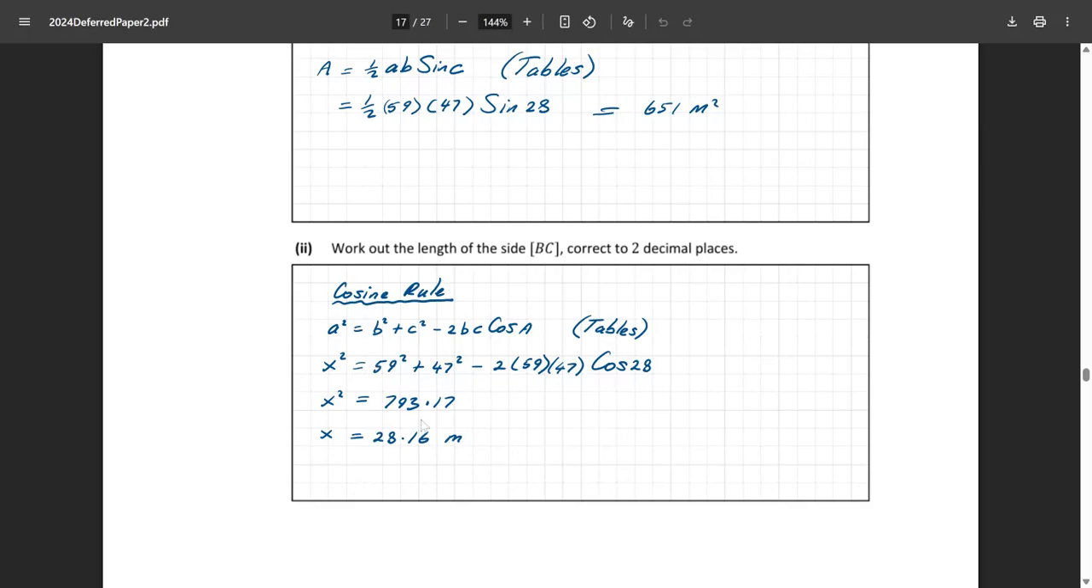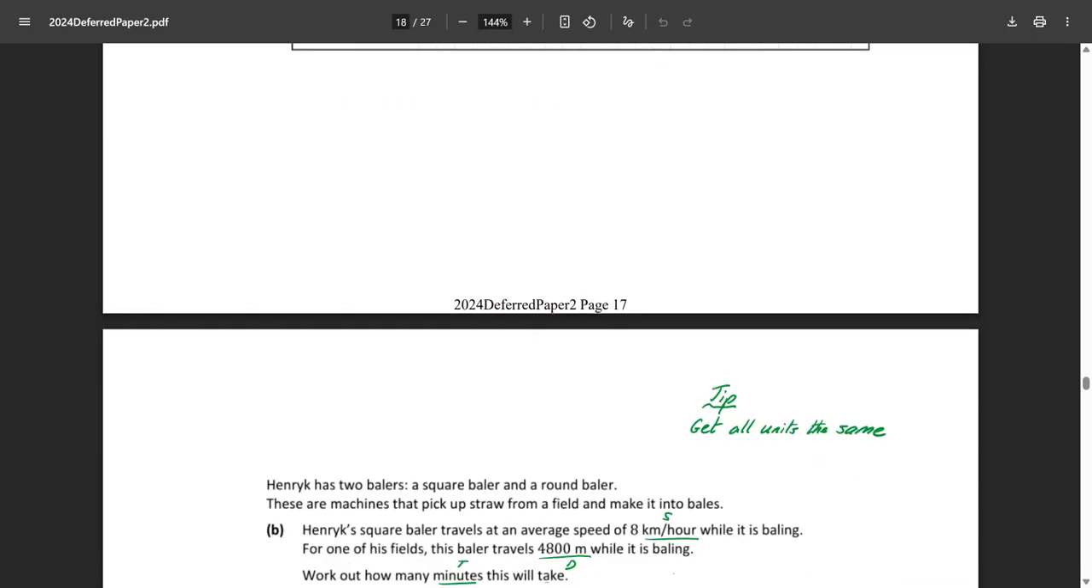And you work all that out on your calculator, and you get, don't forget to get the square root of your answer. People often forget to do that. You get your x squared, but then you get the square root, and that's your distance, 28.16. And watch these little details, they're all worth a mark or two. It's two decimal places, so make sure it is. Okay.